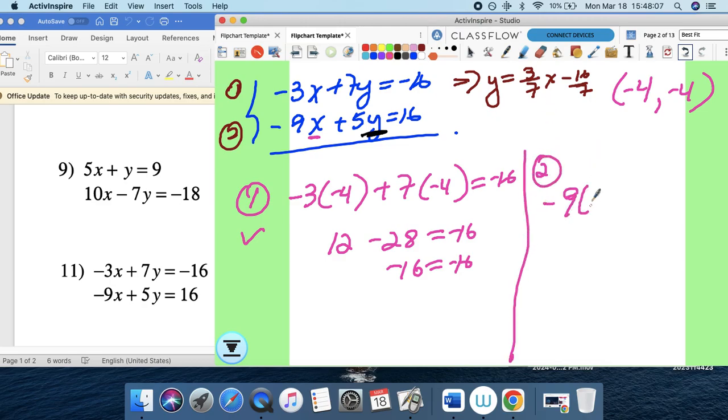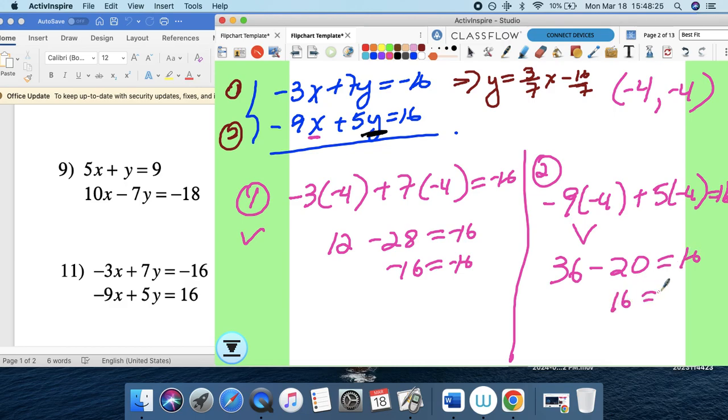Equation 2, negative 9 times negative 4 plus 5 times negative 4, and that somehow should give me 16. These two combined give me 36. 5 and negative 4 is negative 20. Does that equal 16? Negative 20, sorry, 36 minus 20 is positive 16. It does. So I know I'm good. So this point, negative 4 and negative 4, works for equation 1 and equation 2.